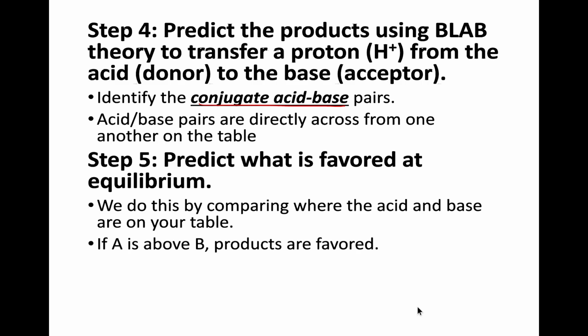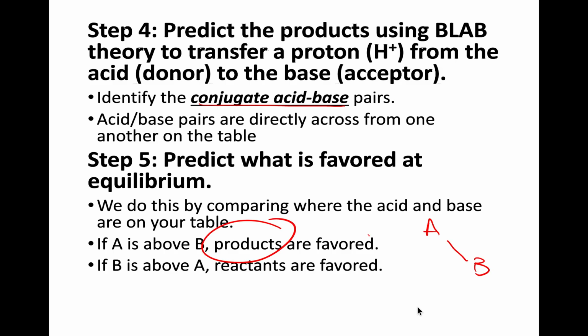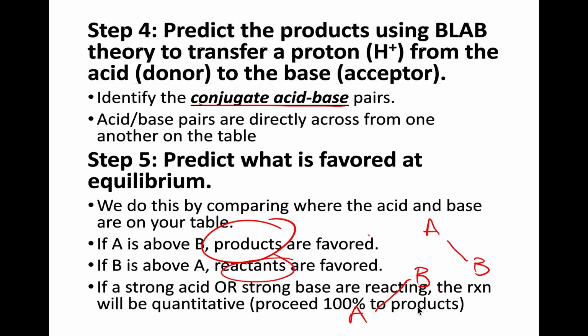So if your acid is higher up on the table than your base, your products are favored. If your acid is lower and your base is higher, your reactants are being favored. If you do have a strong acid, meaning we're adding in hydronium, or a strong base, so OH negative is present, then you are not in equilibrium. Nothing would be favored because everything would be products.